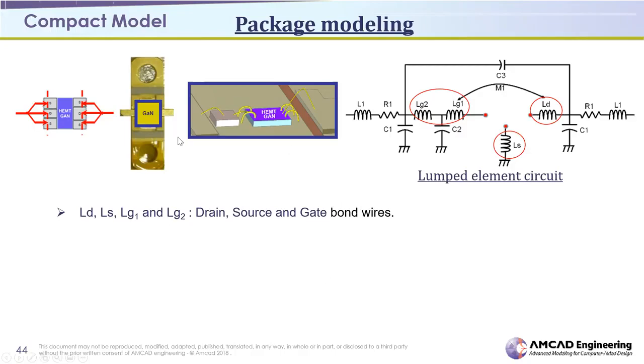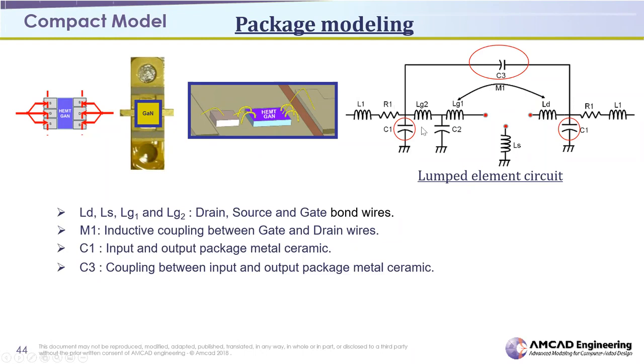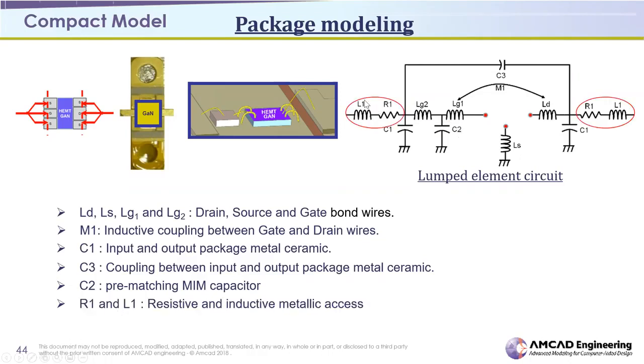Now what happens is, in a package, we have a lot of parasitics that need to be characterized, and those are the parasitics we are showing here. You have the drain, source, and gate bond wires, because you need to wire bond the device to the package. You have the mutual coupling in terms of capacitance, C1 and C3, and the capacitance of the metal. And then you have the pre-matching metal capacitors. You have some other resistance for the metallic access. So there are other parameters.